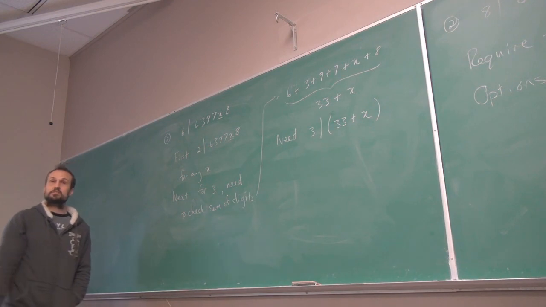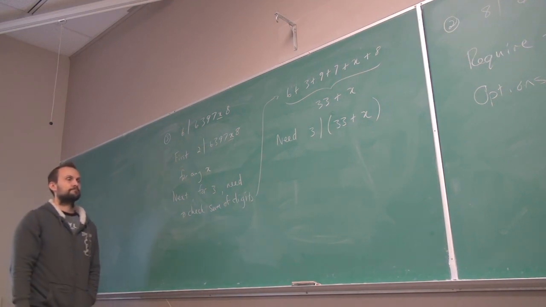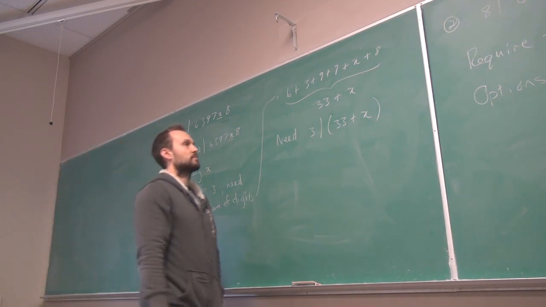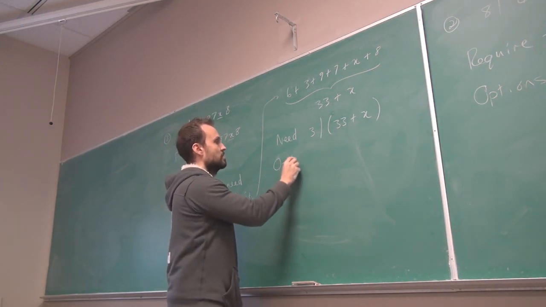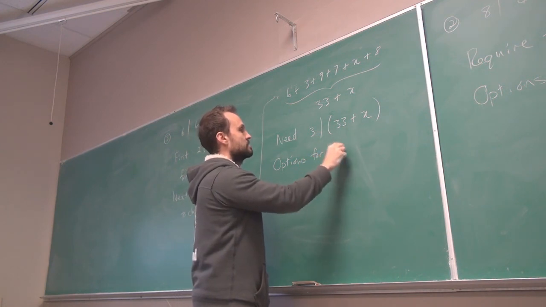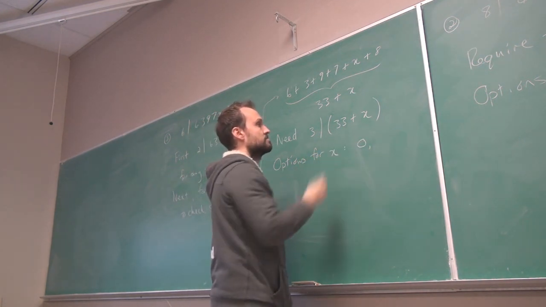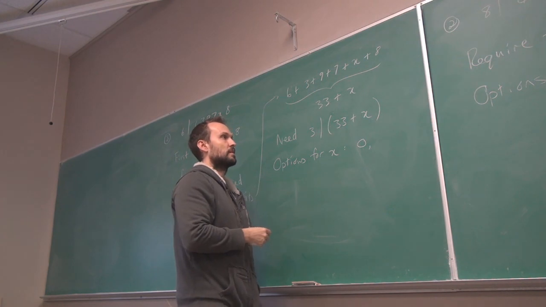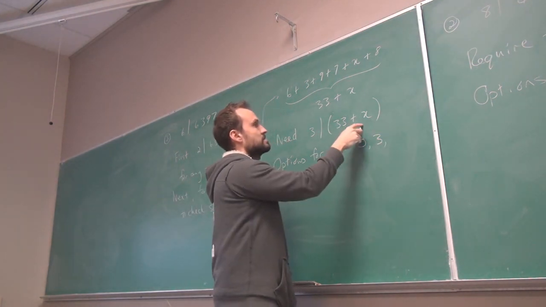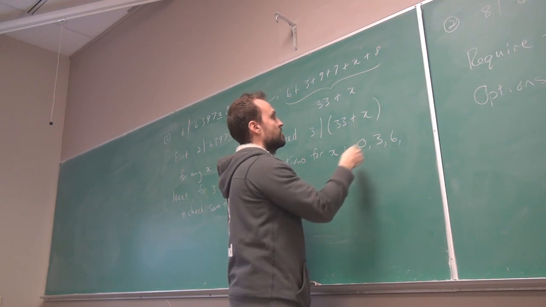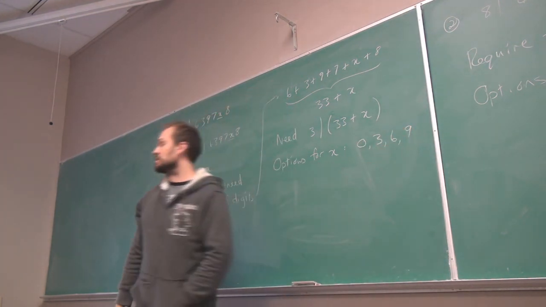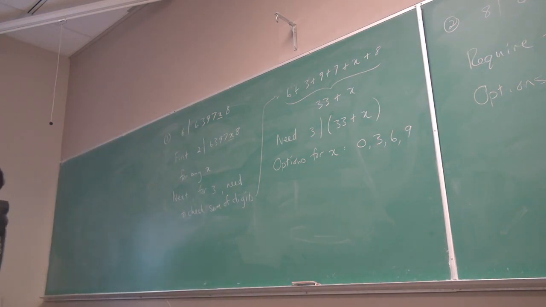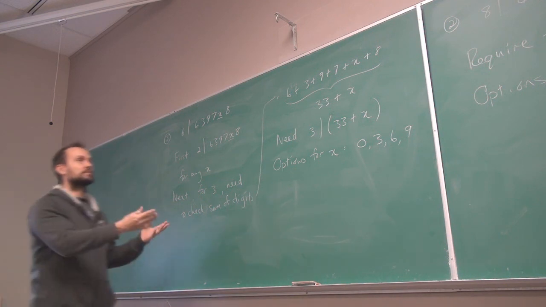Now, 2 is happy with any digit, so that's not a problem at all. But is 3 happy with every digit? What are my options for x? Zero for sure. It's going to be more. 3 for 36. 6 for 39. And 9. So there are many. There could be no answer. There could be only one answer. There could be many answers. We really don't know until we've done something.